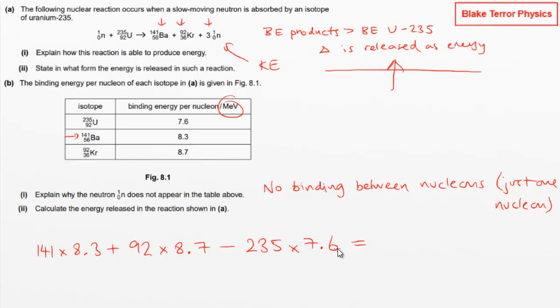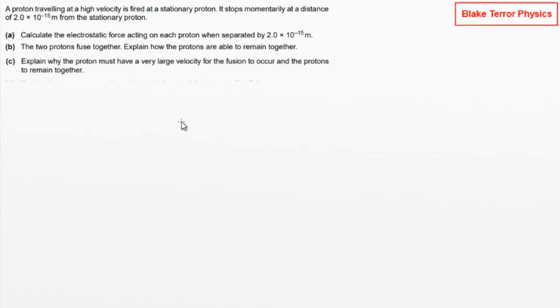So if we type all of that in, we're going to get an answer which is in MeV, and it comes out 184.7. So yeah, nice little starter. Next one, a proton traveling at high velocity is fired at a stationary proton, stops momentarily at a distance of 2 times 10 to the minus 15 meters.